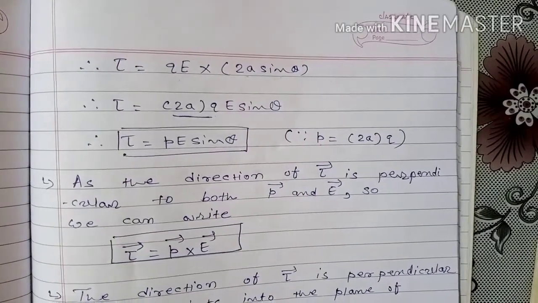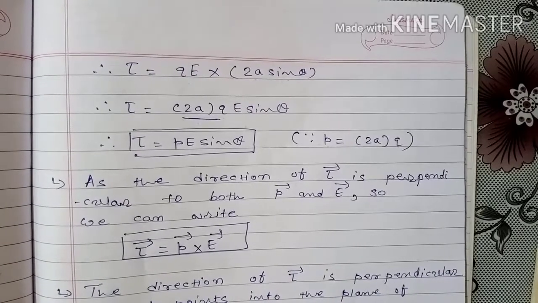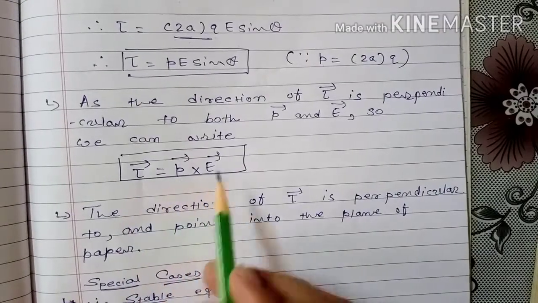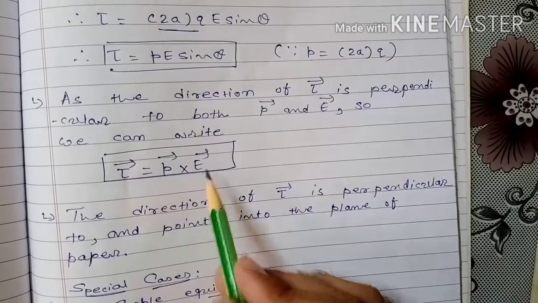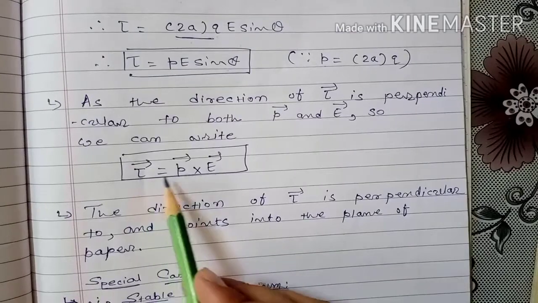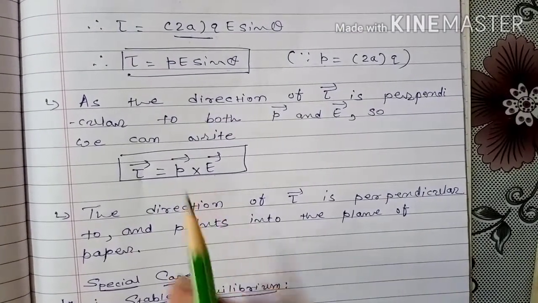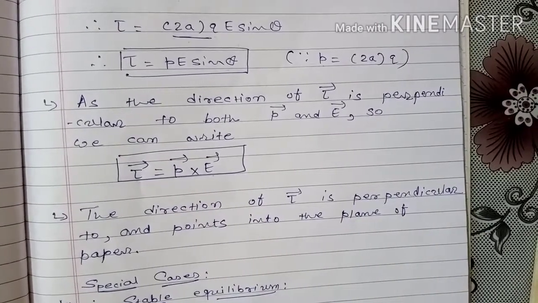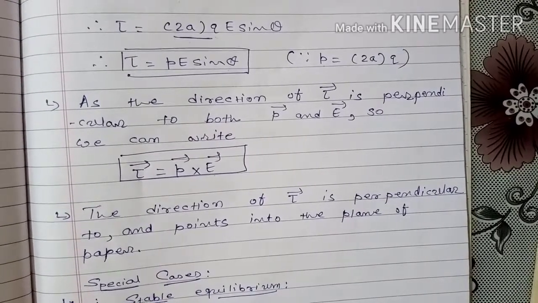Whenever sin theta is there, it indicates a vector product, and we know that torque is a vector quantity. So here we can write tau vector is equal to P vector cross E vector. If you remove the cross, it can be written as tau is equal to PE sin theta. Magnitude of torque is PE sin theta. Tau vector is equal to P vector cross E vector. This is the cross product, or it is called the vector product. If we have to find the direction of tau, then we have to use the right-handed screw rule. Using the right-handed screw rule, we can find the direction of torque.